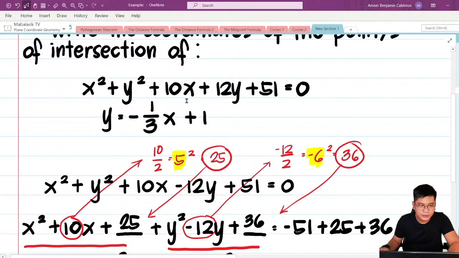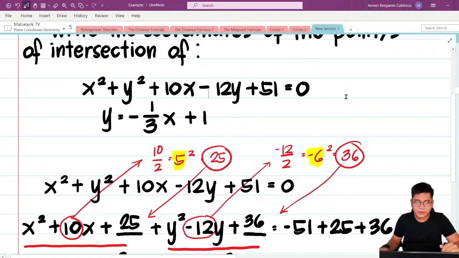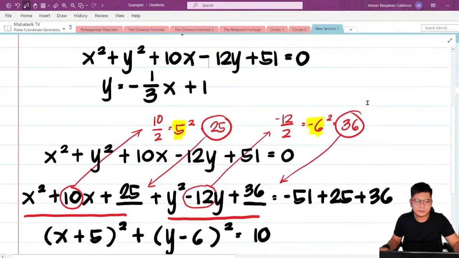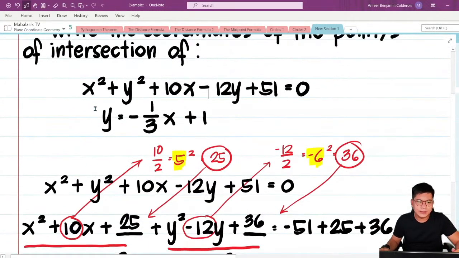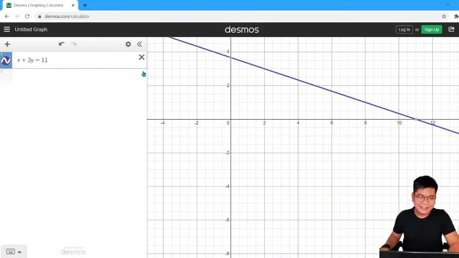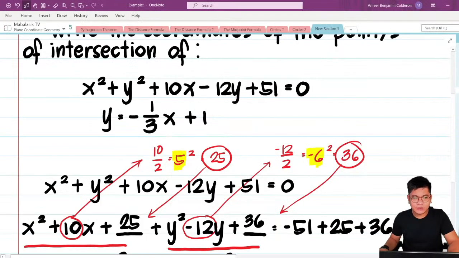X squared plus y squared plus 10x minus 12y plus 51 is equal to 0. Yan. So, ito yung center, tsaka radius niyan. Teka, hindi pa pala natin nagagamit yung Desmos natin, yung graphing calculator. Let us do the graphing calculator first. So, input lang natin to dun sa graphing calculator.